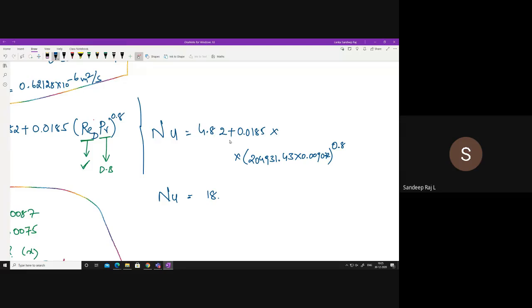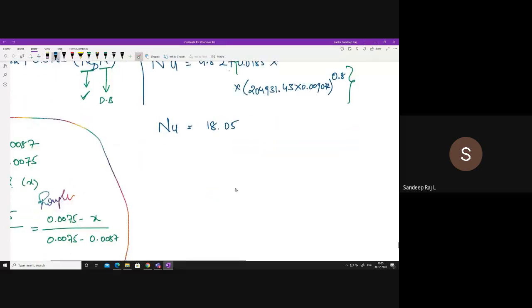It is plus here, and I have to multiply this thing, power 0.8. You might have missed it. Please check it. Anyways, tell me what is the value. 18.05 is the Nusselt number value.